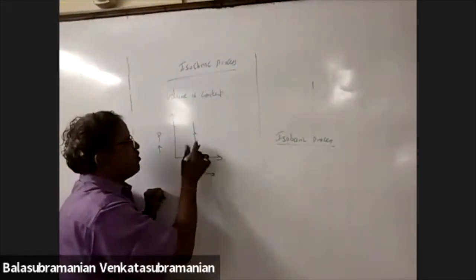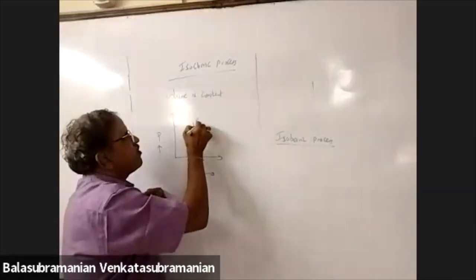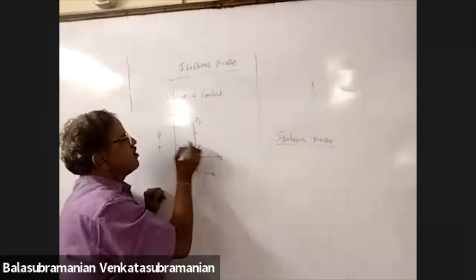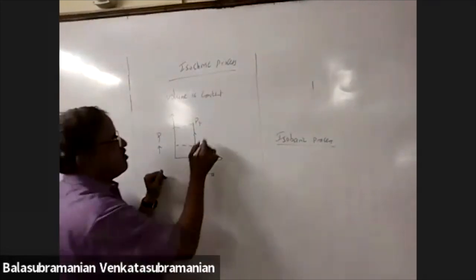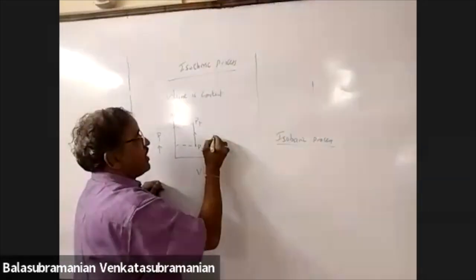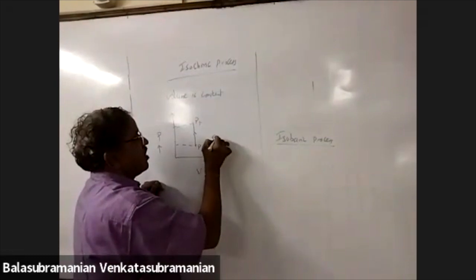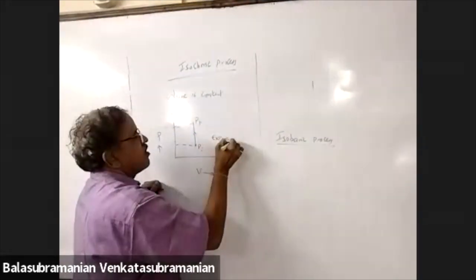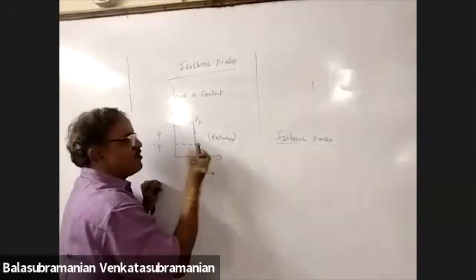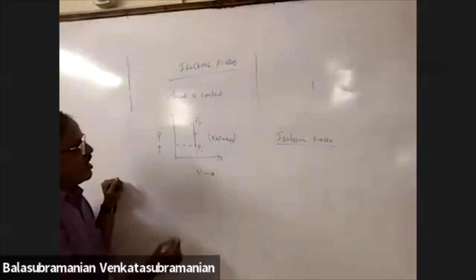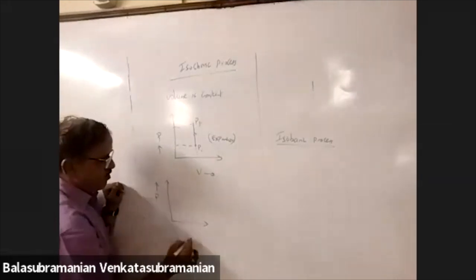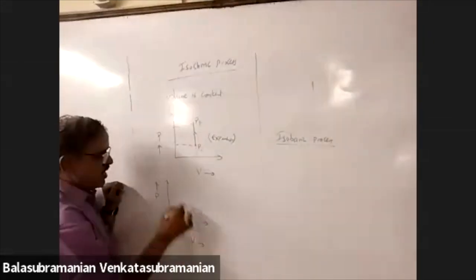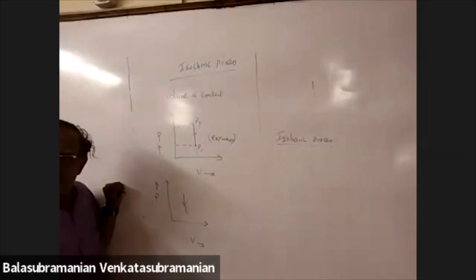Volume is constant. Pi, initial pressure, final pressure. What is this? The expansion. Same volume, volume is not changing. Compression, I want, sir. Pressure, volume, same graph. Change the arrow.